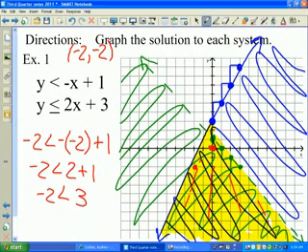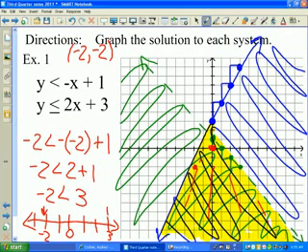So is -2 less than 3? In order to prove whether it is true, yes or no, think of your number line. -2 is right here, 3 is right there. Is -2 less than 3? Yes, it is. So that is a true statement.